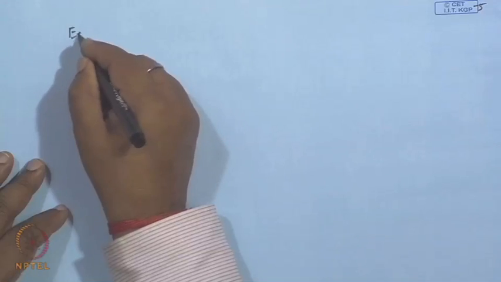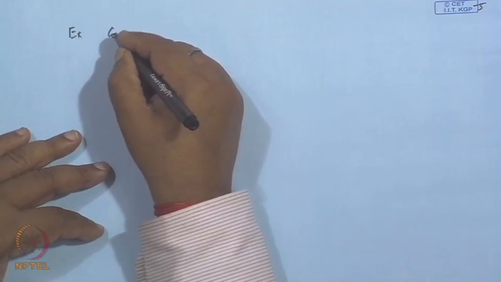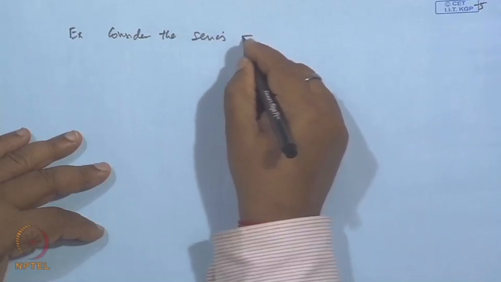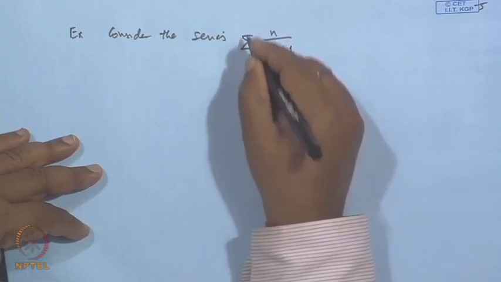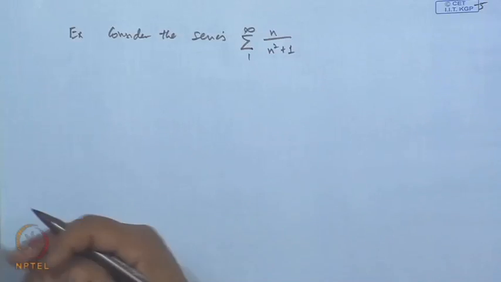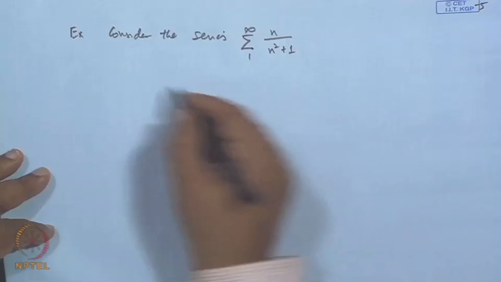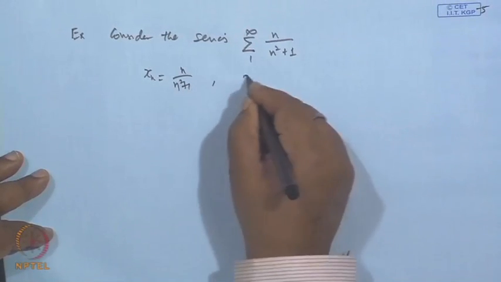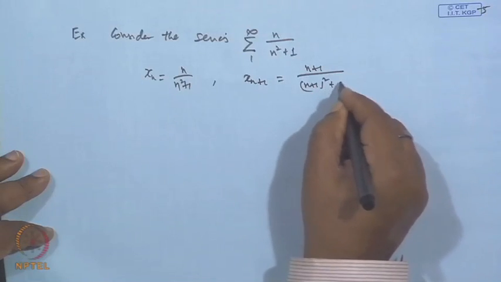Suppose I take this problem, let us consider the series sigma n over n square plus 1. Test for the convergence, absolute convergence; all the terms are positive. Now, if we apply the results here, suppose I take x n to be n over n square plus 1. So, x n plus 1 becomes n plus 1 over (n plus 1) whole square plus 1.